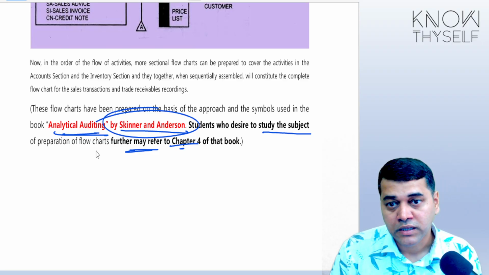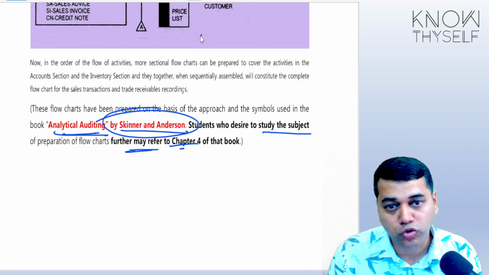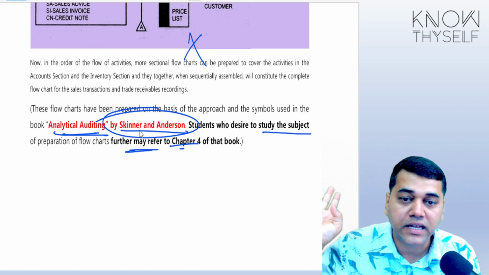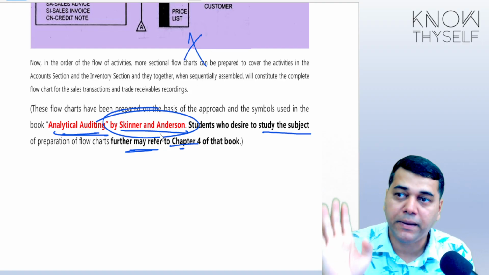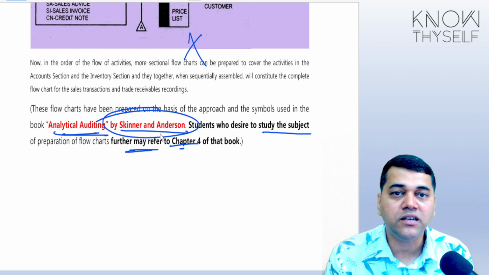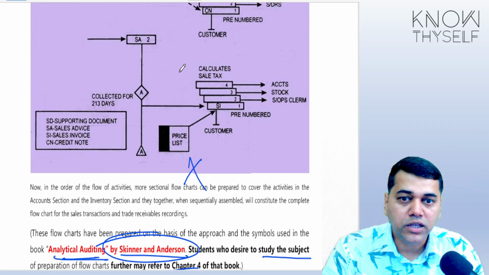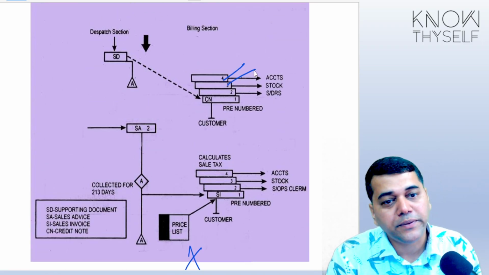And you see, student, it is very difficult to grasp what they are trying to tell, and maybe this is no more relevant in today's day. I don't know when Skinner and Anderson wrote this book. Prepare 4 copies. Where are copies today? Where are hard copies? Today everything is digital. So your flowchart should be a digital flowchart, like a digital organization.